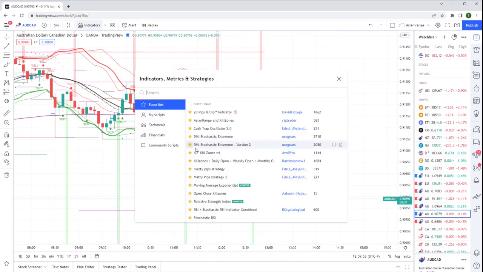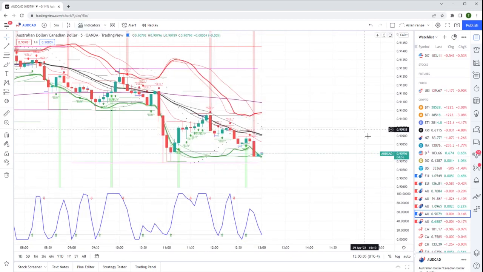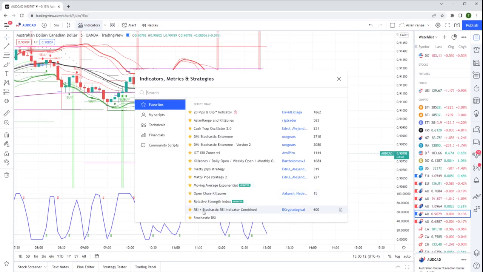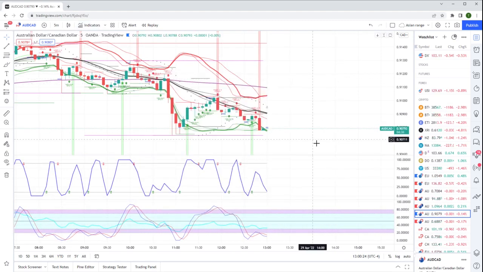So the next indicator we're going to add is the DMI Stochastic Extreme version 2 by UCS Gears, and that gets added to the chart, and that's down there. And then the last indicator is going to be the RSI plus Stochastic RSI indicator combined, by B Cryptological. So we get that added to the chart, and now you have everything that you need to trade.